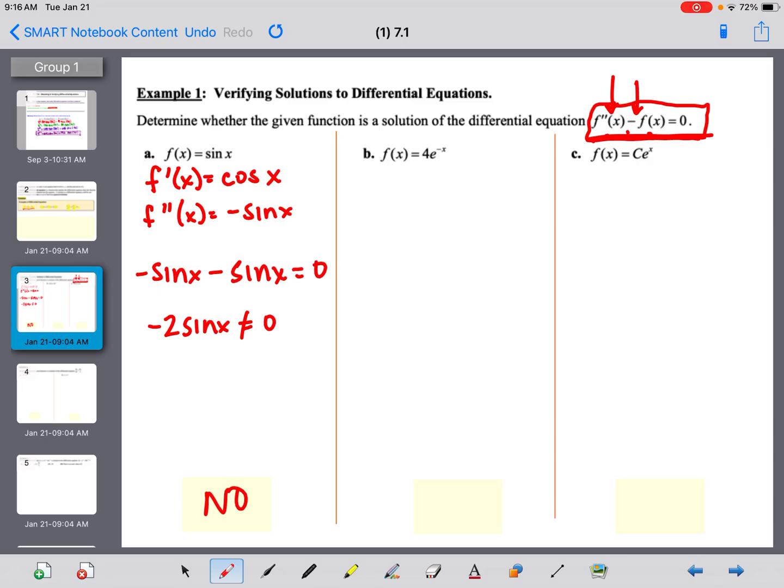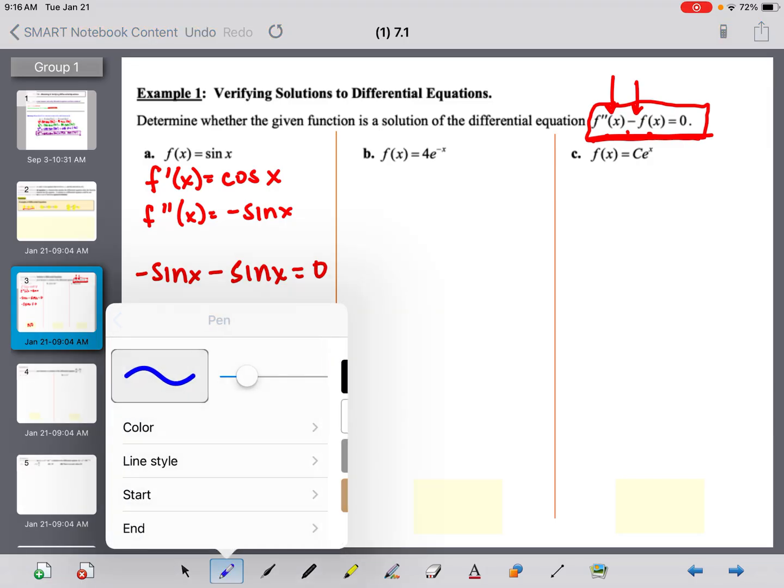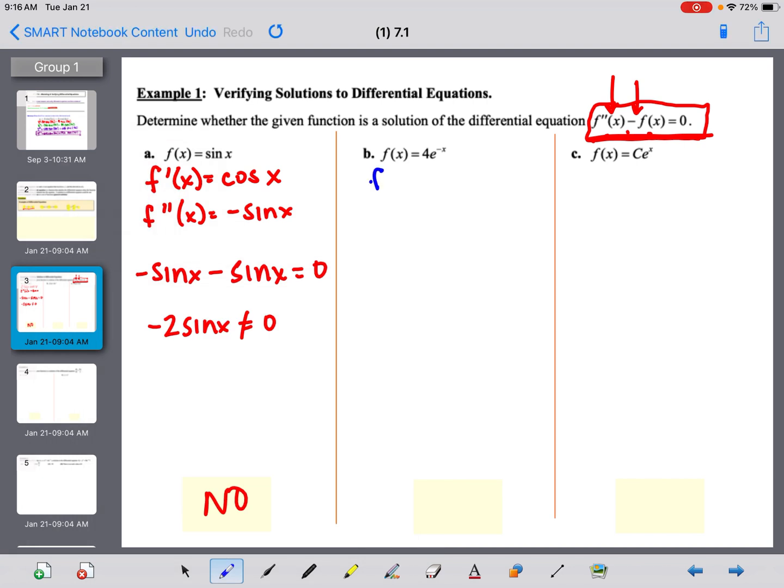All right, let's try the next one. We're going to go back through and find all the derivatives right away. So here's the first derivative: the derivative of e to the x is itself times the derivative of the exponent, so the first derivative is going to be negative 4e to the negative x. Then the second derivative: again, e to the x is itself times the derivative of the exponent, negative 1, which makes that front number positive 4 now.